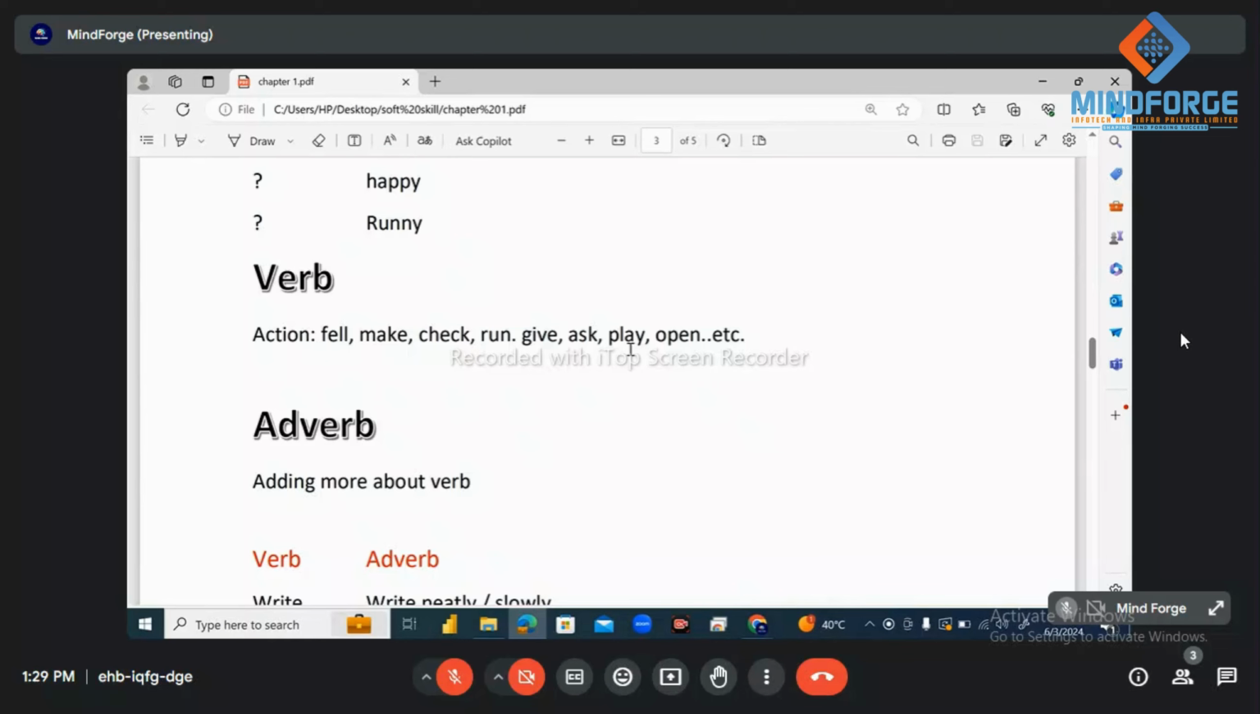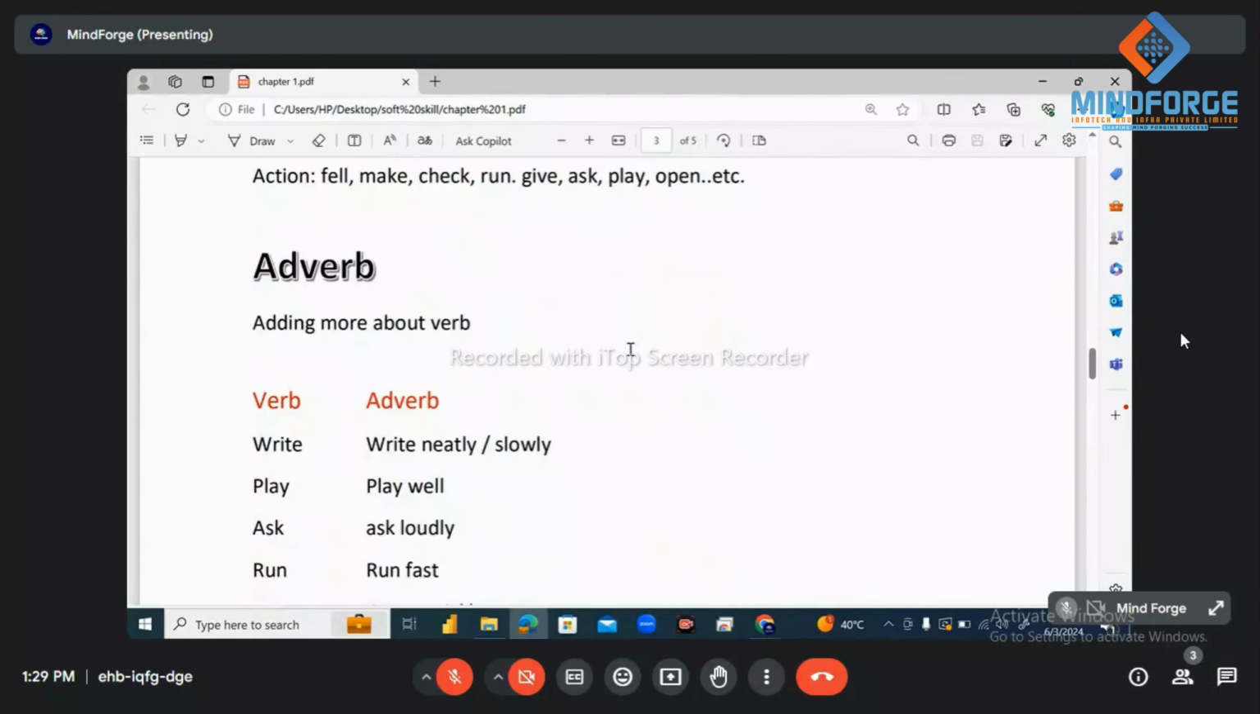So this is how you should write: you should take 10 verbs which are non-common, right? Non-common, and then you have to write sentences with those verbs. Okay, so this is how you could practice for English.